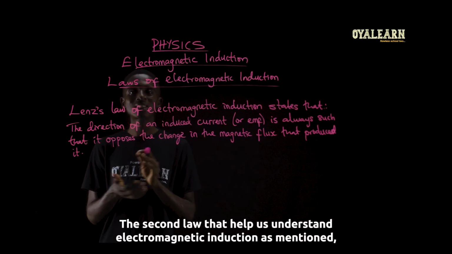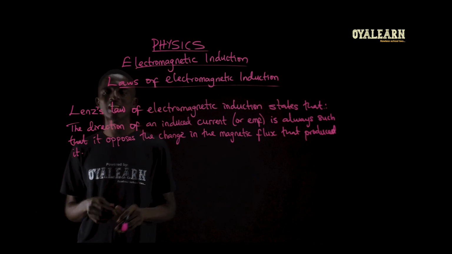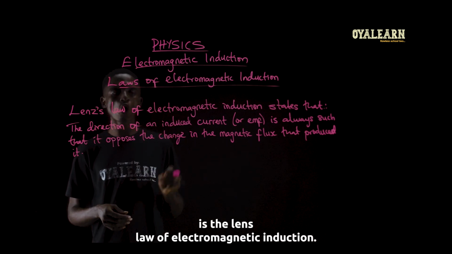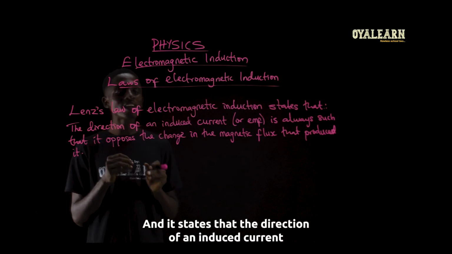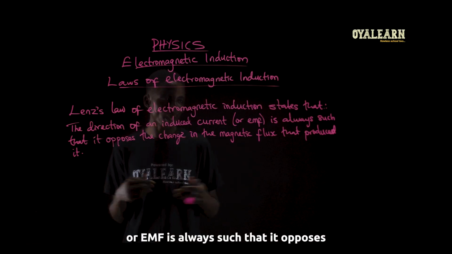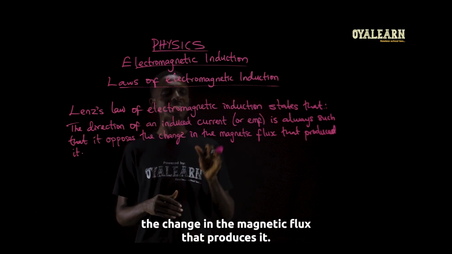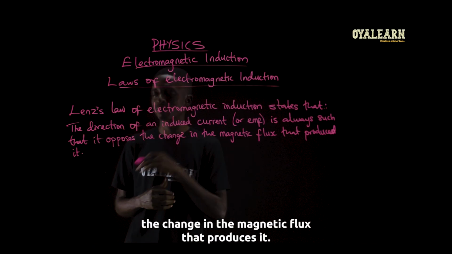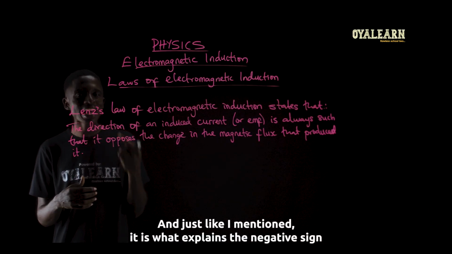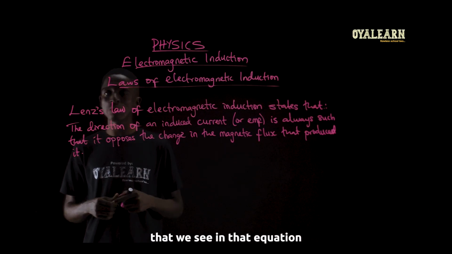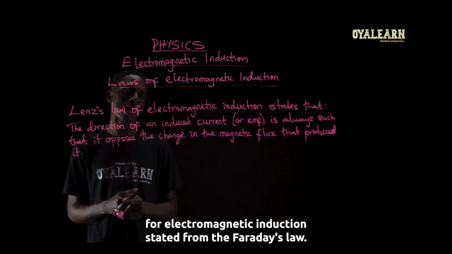The second law that helps us understand electromagnetic induction, as mentioned, is the Lenz's law of electromagnetic induction. And it states that the direction of an induced current, or EMF, is always such that it opposes the change in the magnetic flux that produces it. And just like I mentioned, it is what explains the negative sign that we see in that equation for electromagnetic induction as stated from the Faraday's law.